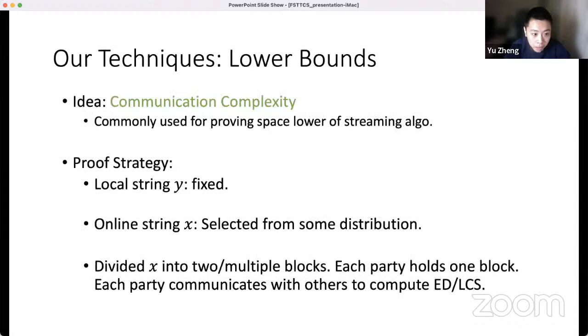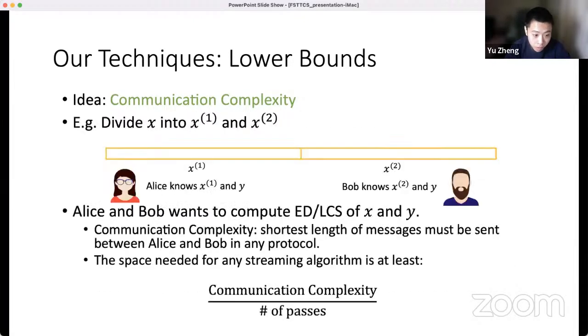The key idea of our proofs is using communication complexity for lower bounds. We always assume the local string y is fixed, and we assume the online string x is selected from some distribution. We divide x into two or multiple blocks. Each party holds one block, and each party communicates with the others to compute the edit distance or LCS. So the lower bounds are achieved from communication complexity.